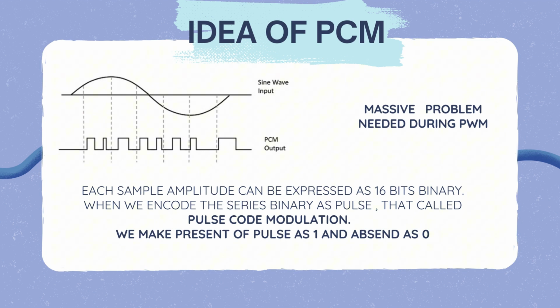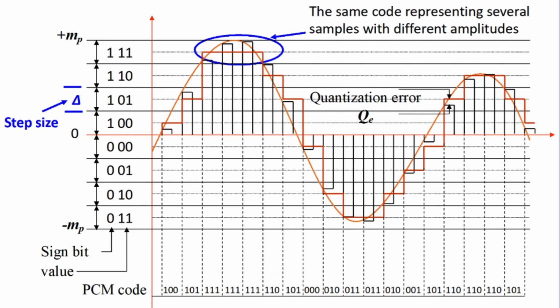We can encode the binary series itself and turn it into pulses. That's how pulse code modulation comes about. We make a pulse at 1 and the absence of a pulse at 0. And here is how the PCM looks after we have done all the processes that we need.